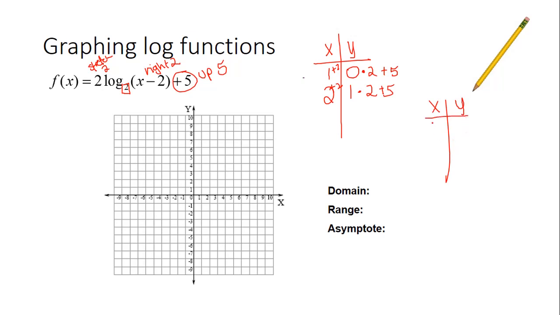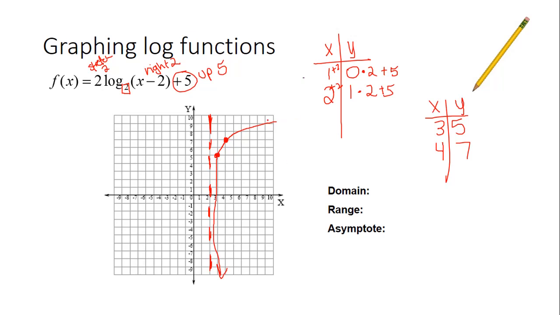Okay, let's figure out where my new table is. So I got 3 and 4 for the x's because I added 2. 0 times 2 is 0 plus 5, 5. 1 times 2 is 2 plus 5, 7. So I got those 2 dots to put on my graph. 3 comma 5, 4 comma 7. And then since I went right 2, right, my asymptote will be located right here. So my graph's going to do one of these jobs.